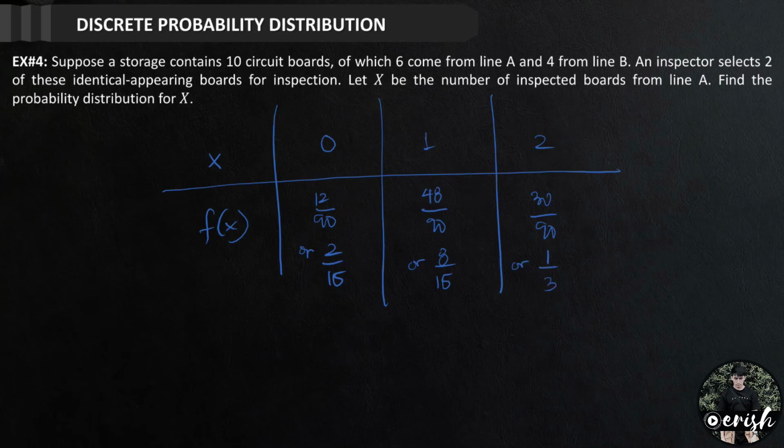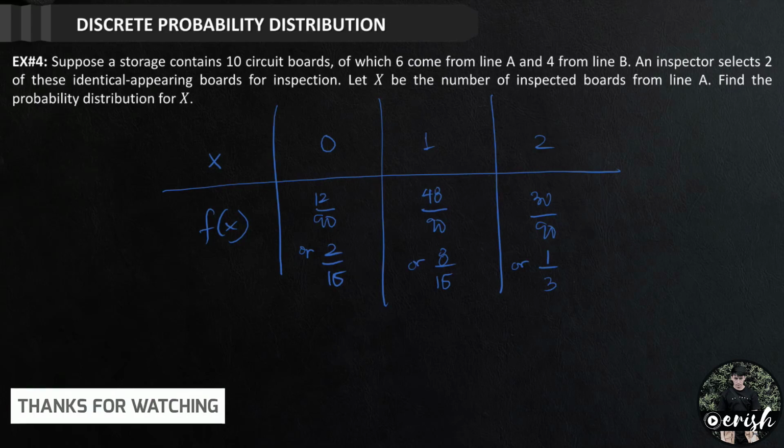Again, we have satisfied our two requirements. Requirement number 1: each probability for each random variable value ranges only from 0 to 1. And the total of all probabilities in the probability distribution is equal to 1. So, this is example number 4.